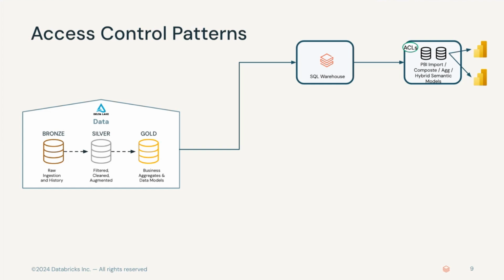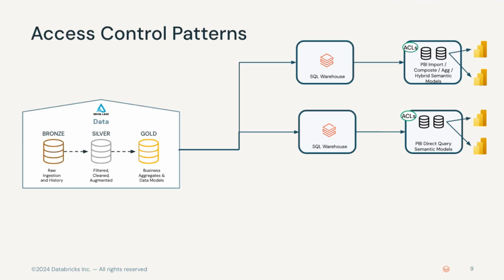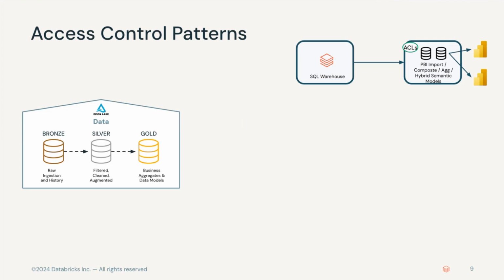The first pattern is if you have any, and I do mean any, import component. That means composites, aggregations, hybrid tables, import mode, any imported components in your semantic model, you will need a service account to talk to the SQL warehouse. And your access control will need to be set up in Power BI if you want granular access control. This is because as far as the SQL warehouse is concerned, it's the service account that's talking to the Databricks instance, and it will give Power BI what the service account has access to. So if you want to say Ian has access to UK and I have access to US, you need to do that access control in Power BI.